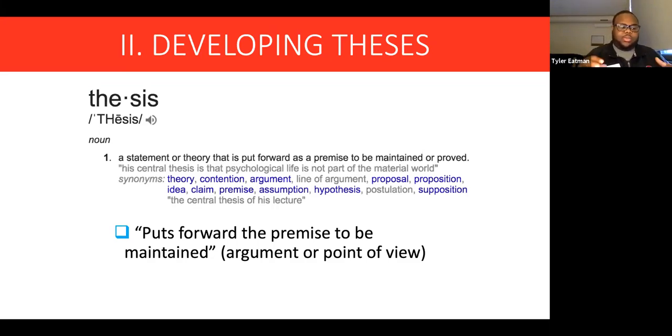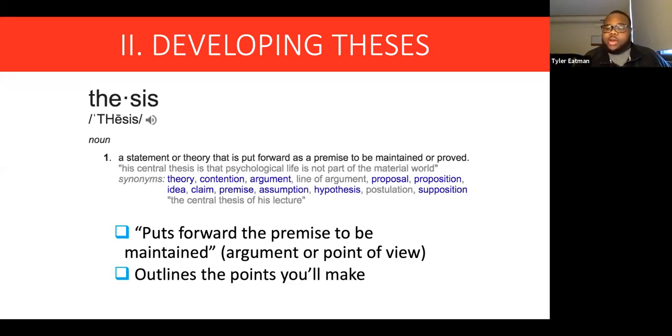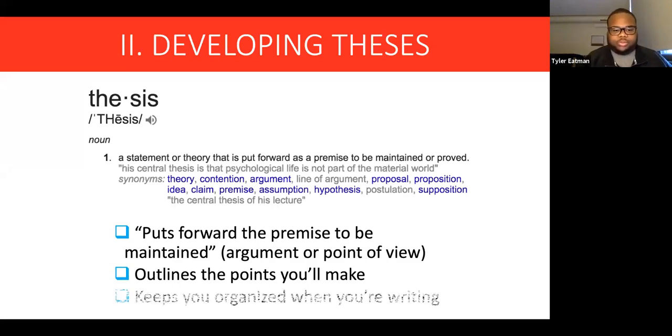Oftentimes we mention thesis and we're trying to figure out how to write one, which is kind of hard. So a suggestion I give you when writing your thesis is to outline the points that you will make first, and then figure out, okay, what is my thesis? What am I actually trying to persuade or argue, or what point of view am I having? Then it keeps you organized when you're writing your papers. When you do have that thesis, you're able to keep that structure and make sure that you're outlining and following it correctly.